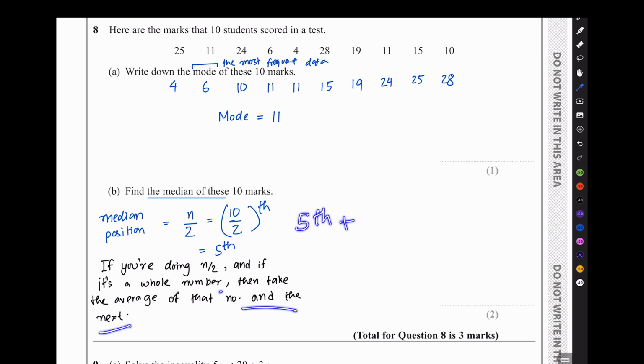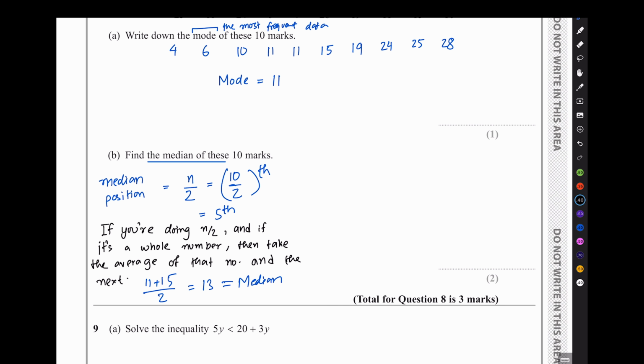And the next, what do I mean by that? The fifth and sixth. The average of the fifth and sixth, which gives me 1, 2, 3, 4, 5, fifth and sixth. So again, 11 plus 15 divided by 2, which is 13. This is equal to the median. This is one method.